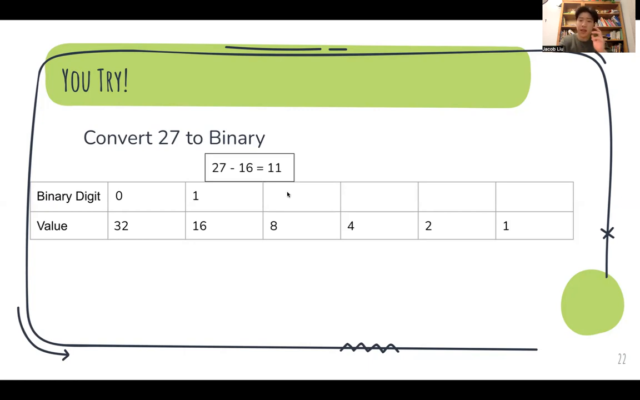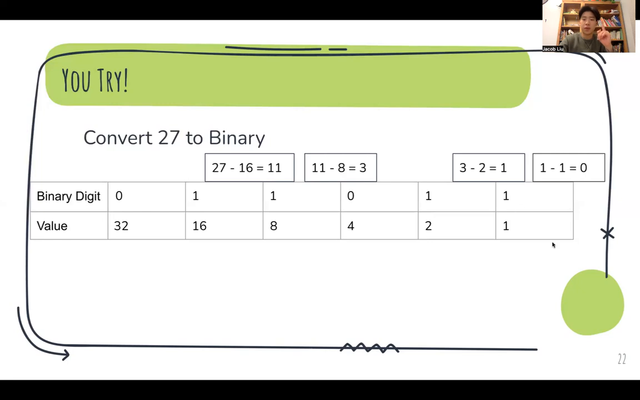So you have 11 left. And does 8 go into 11? Yeah. So 11 minus 8 is 3. So you have 3 left. Does 4 go into 3? No, 4 does not go into 3. Right? So you still have 3 left. Now does 2 go into 3? 2 does go into 3. So then you do 3 minus 2, which is 1. So you have 1 left. And 1 does go into 1. So then 1 minus 1 is 0. And by the end of this, you should have 0 left. So 27 in binary is 1, 1, 0, 1, 1.